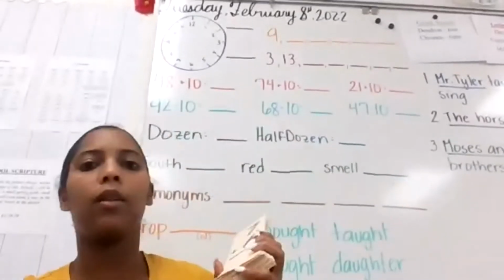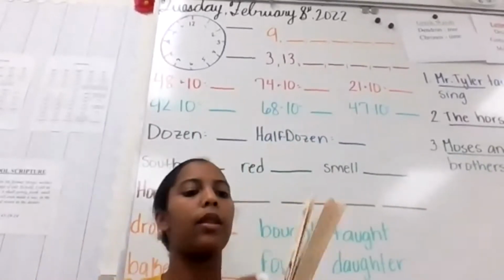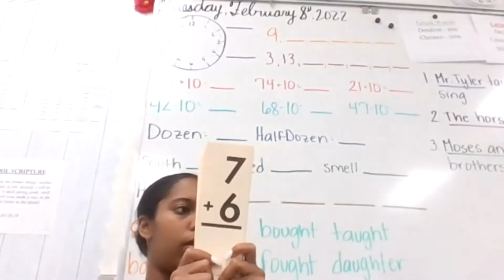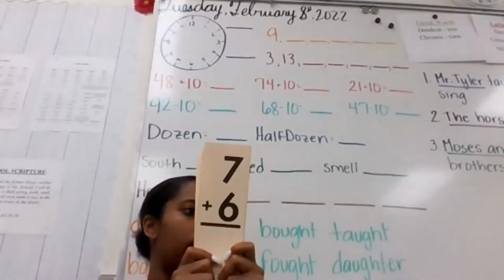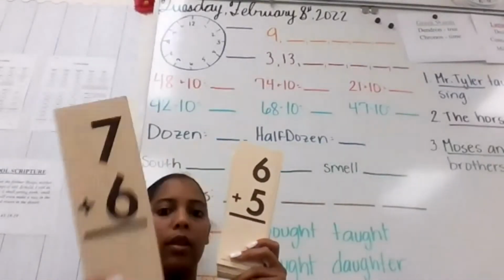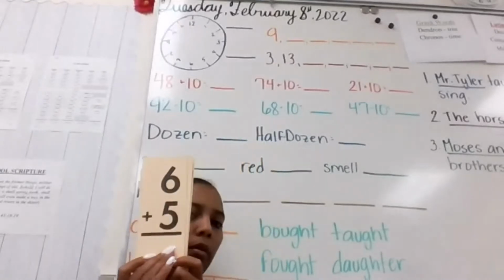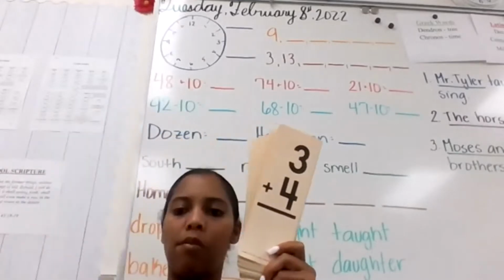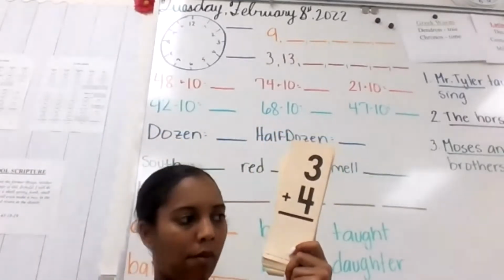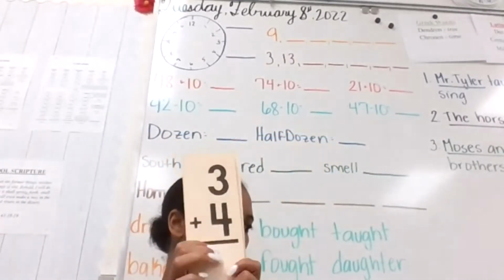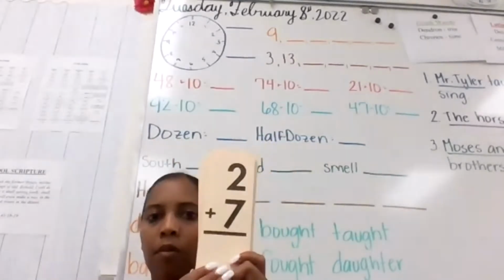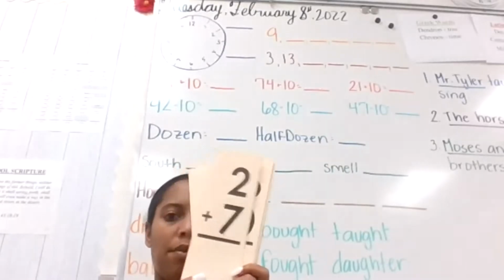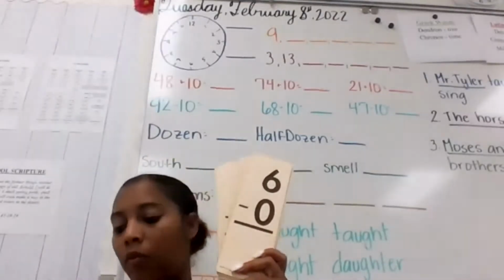All right, so let's go ahead and go over some facts. All right, let's start. 7 plus 6 equals 13. 6 plus 5 equals 11. 3 plus 4 equals 7. 2 plus 7 equals 9.